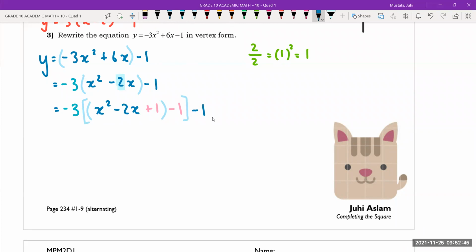Just be really neat when you do these questions. Keep track of your brackets. The messier you are, the more likely you're going to make mistakes. We're going to go over to the side and I'm going to complete the square. So, sorry, not complete the square. I'm going to factor this. So it's going to be x squared minus 2x plus 1. What did you guys get as your factors for this?